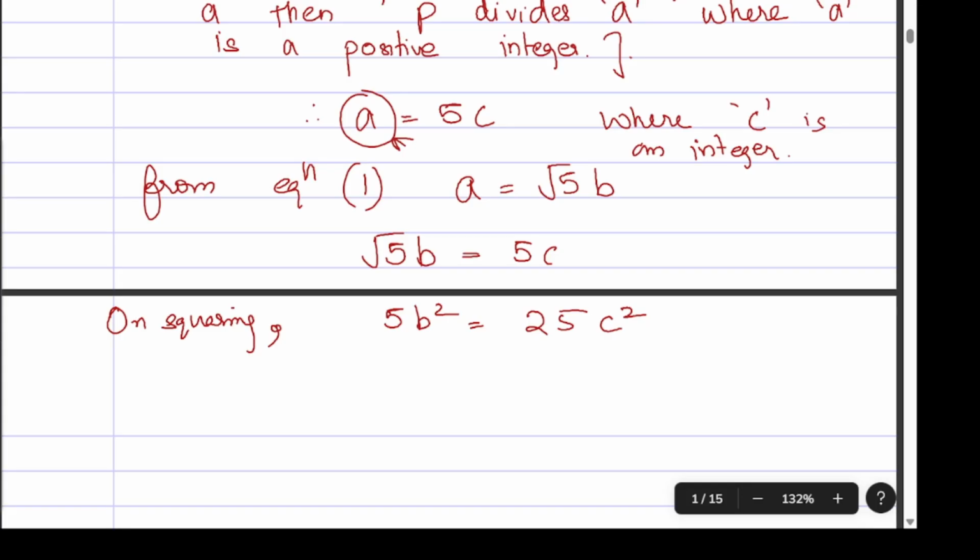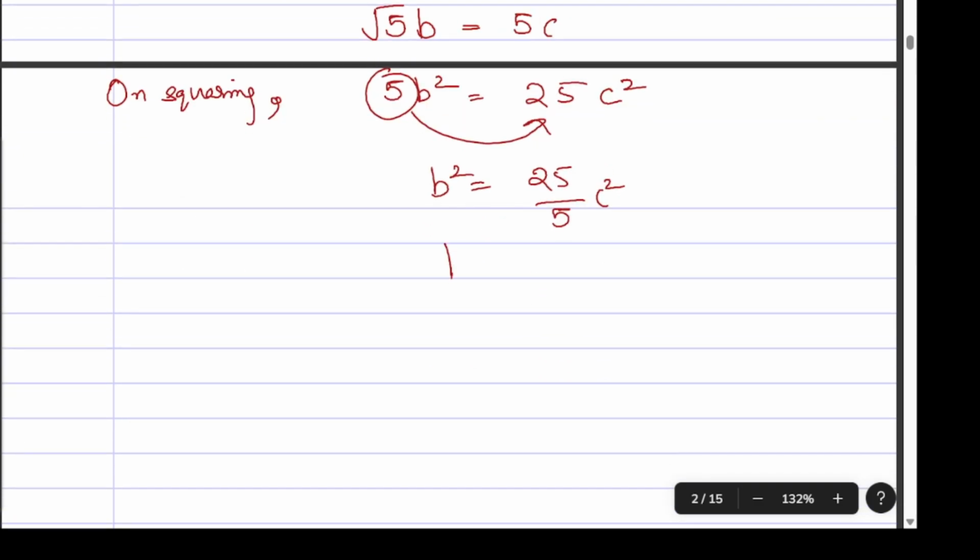The next step I'm going to do is take this 5 and move it to this side. That is, b square is equal to 25 divided by 5 c square, which gives b square is equal to 5 c square. And from here, what can I write? 5 divides b square. If 5 divides b square, therefore 5 divides b also.